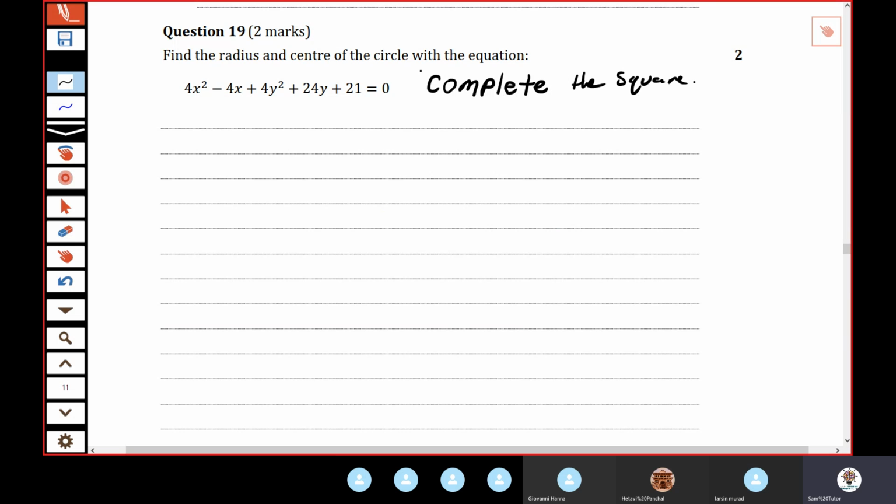Maybe put this in your booklets because 100% will be in your prelims. Hand on heart, 100%. Complete the square will be in there. This circle center questions will be in there. So the way we've been doing them, okay, was constants on the right hand side.